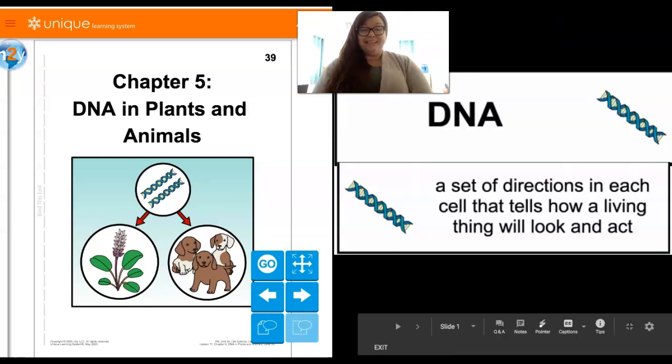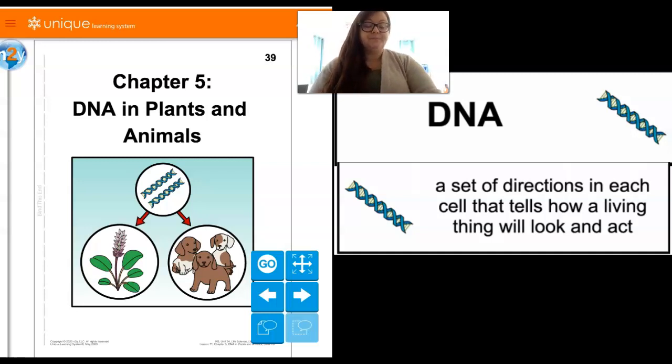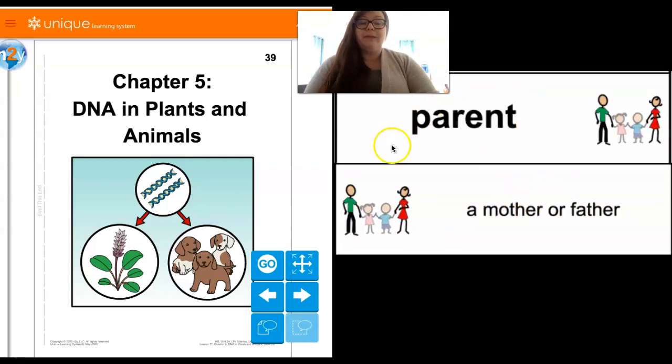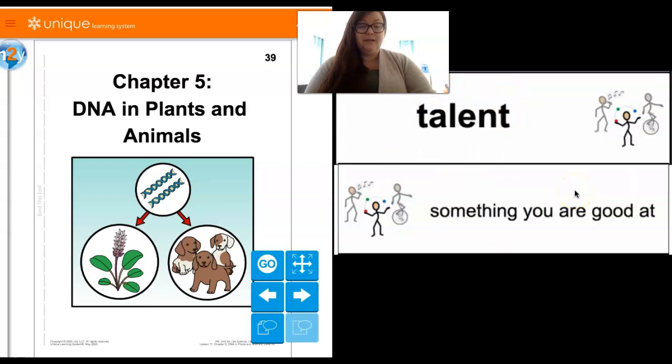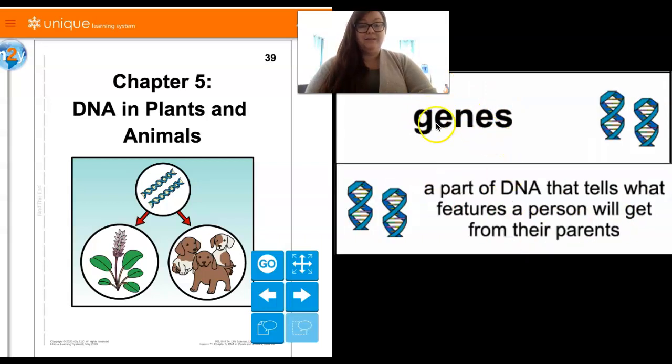We also have some vocabulary that we're going to talk about. The first word is DNA, which is the boss of the cells. DNA is a set of directions in each cell that tells how a living thing will look and act. Parent is a mother or father. Talent is something you are good at. Genes are a part of DNA that tells what features a person will get from their parents.